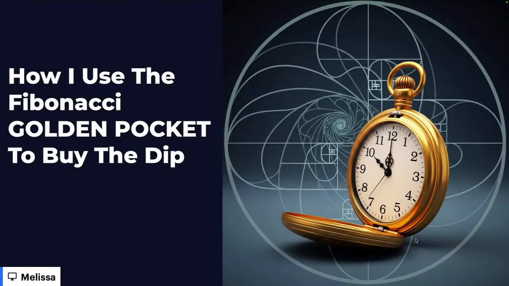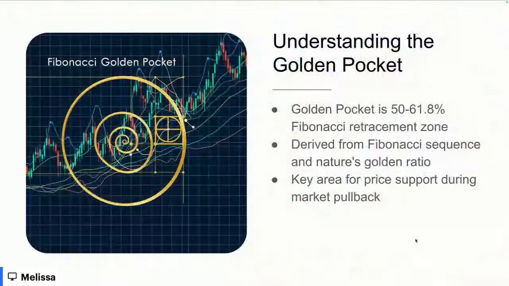Let's talk about what is the golden pocket. The golden pocket for me is the 50 to the 618 level using a Fibonacci retracement tool. This range is often referred to as the golden ratio, and it's commonly respected in both bullish and bearish trending markets.